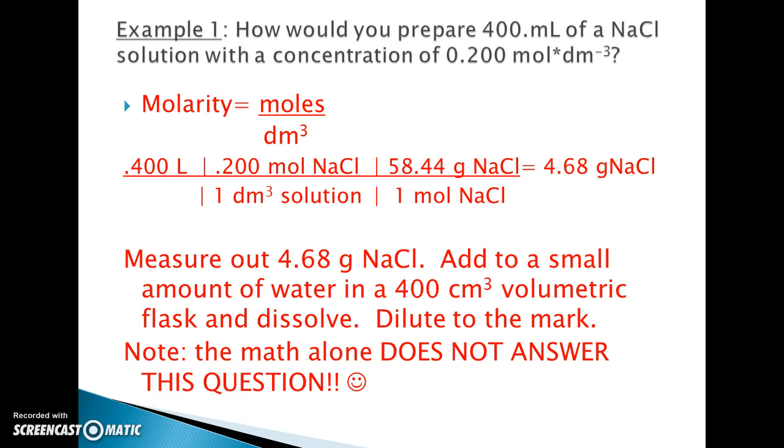Now, a volumetric flask is a very precise, calibrated piece of glassware that we don't use in Chem 1 very much, but it's a lot more precise than using a graduated cylinder. And they come in specific sizes, and they just have one mark that's that exact size.